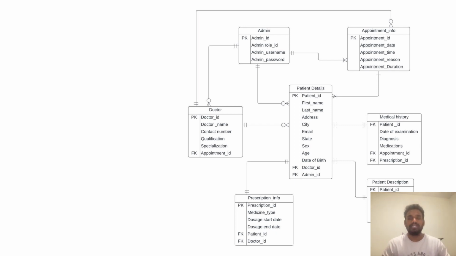Coming to the next one, the relation between the prescription info and the patient details is one and only one, as the prescription gives information regarding the patient medicine type and the time of dosage. The relationship between the patient description and the patient details is one and only one, as the patient description details are stored in the patient descriptions table.